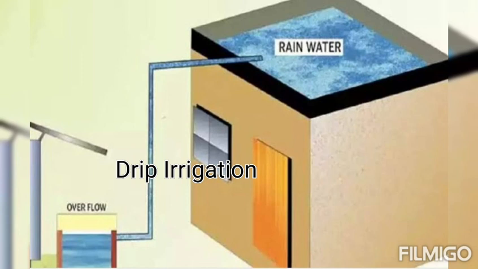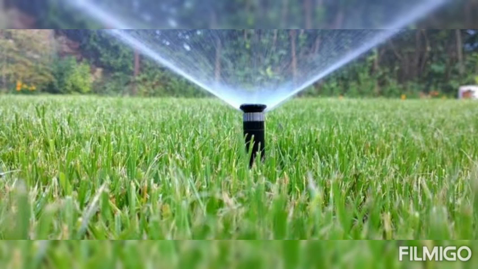Besides this, we can adopt various innovative methods of irrigation to conserve water, like you can see on your screen, sprinkler irrigation, where a sprinkler is installed so that water is provided evenly to the entire field through the sprinkler, and there is no wastage of water.